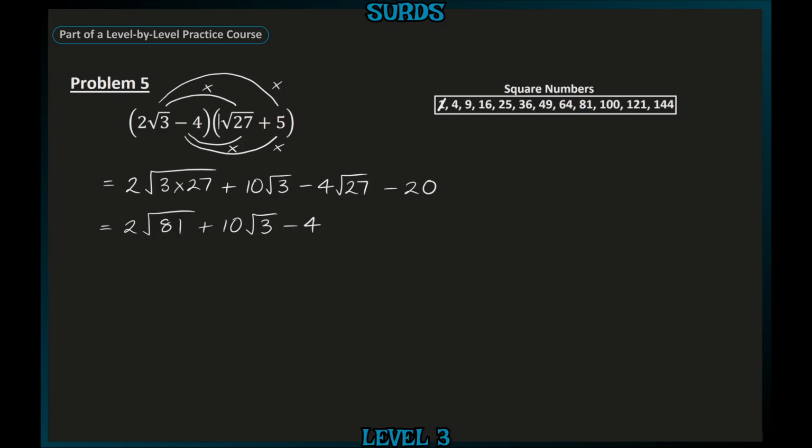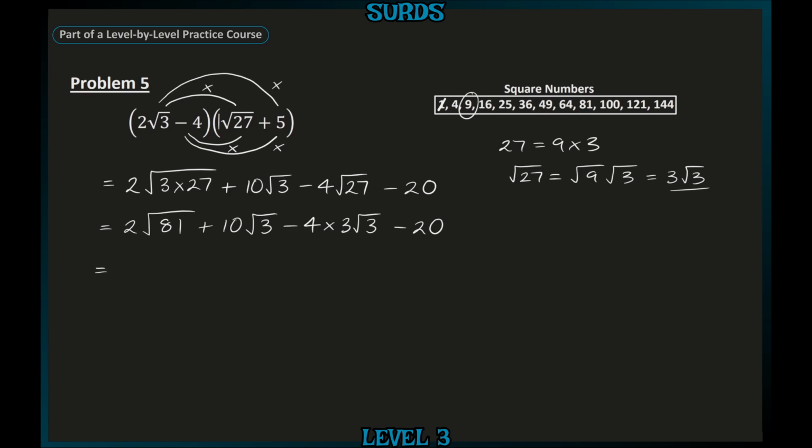Next we have minus 4 times the square root of 27, and this can be simplified as we mentioned earlier because 27 can be written as 9 times 3, where 9 is a square number. So the square root of 27 can be written as the square root of 9 times the square root of 3, and because the square root of 9 is 3, this gives us 3 root 3. So minus 4 root 27 becomes minus 4 times 3 root 3, and we have a minus 20 at the end. Now going to continue going through each of these terms and simplifying.